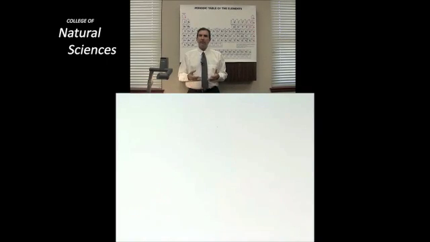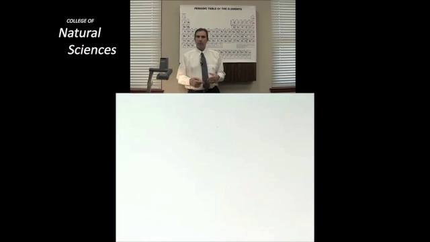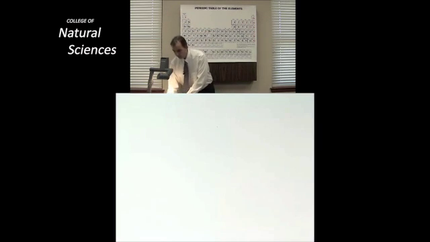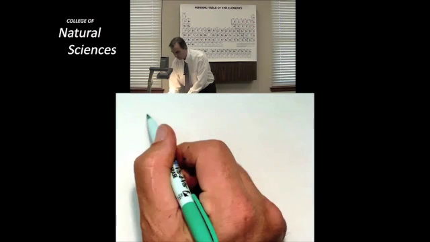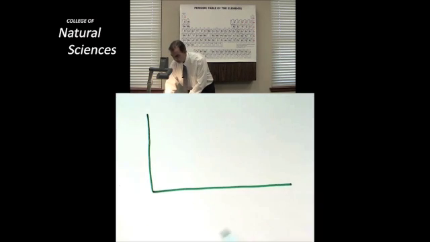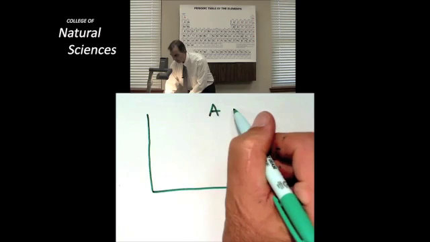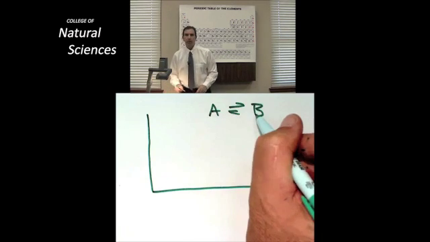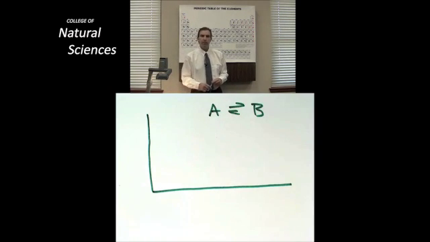Now, one of the nice things we can do when we have this mass action quotient is plot it as a function of time so that we can follow a chemical reaction. So I'm just going to make a little plot right here, a plot of something really boring, like A reacting to form B. There's A reacting to form B.